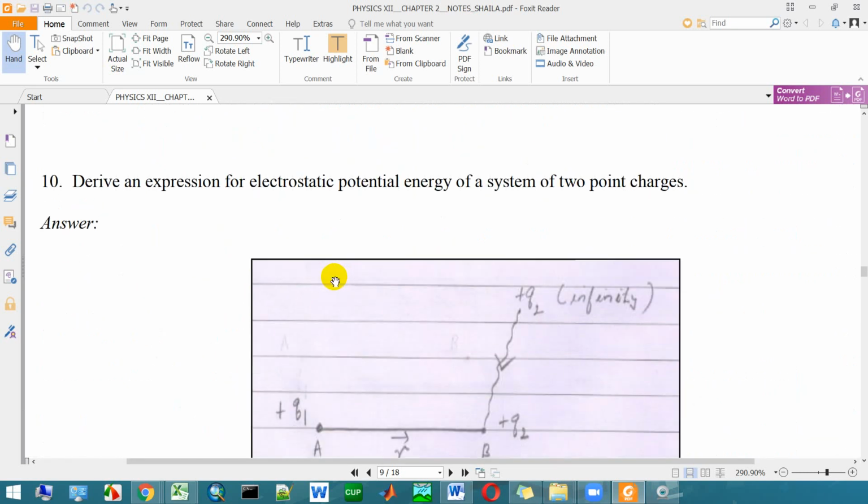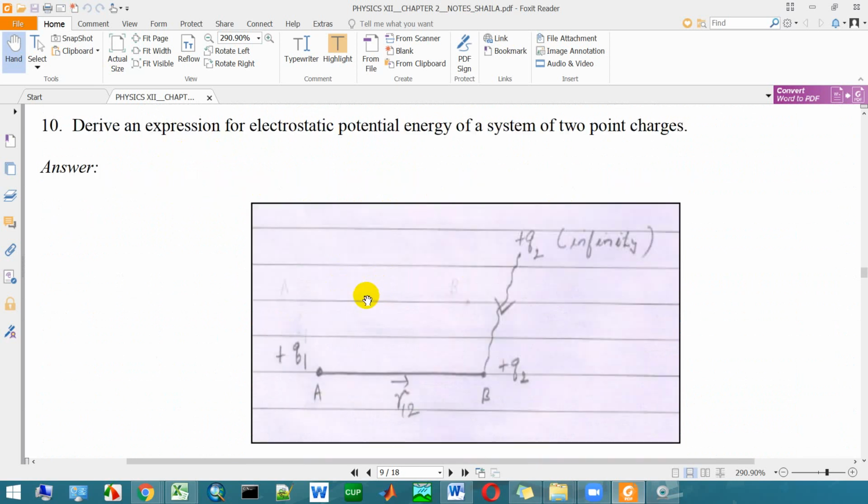Then the 10th question is: derive an expression for electrostatic potential energy of a system of 2-point charges. Potential energy of a system of 2-point charges. So the 2-point charges I take as Q1 and Q2: Q1 at point A, plus Q2 at point B. The distance between A and B is R12.